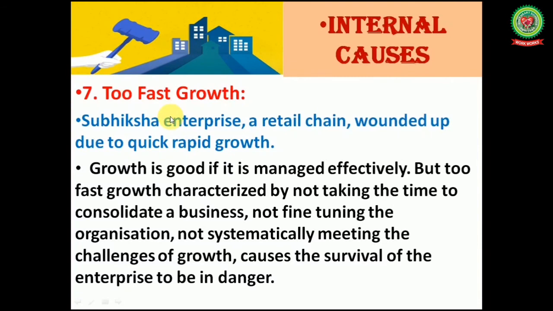Next is too fast growth. Subhiksha Enterprise, a retail chain, wound up due to quick, rapid growth. Growth is good if it is managed effectively, but too fast growth is characterized by not taking the time to consolidate a business, not fine tuning the organization, and not systematically meeting the challenges of growth, which puts the survival of the enterprise in danger. So these are some causes that create business failure.